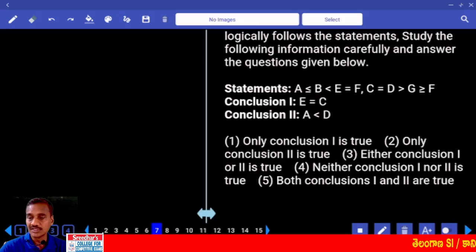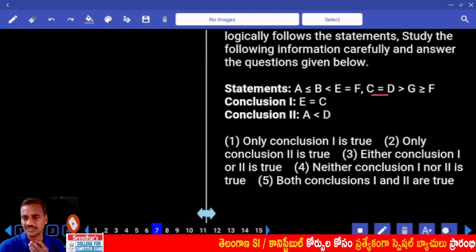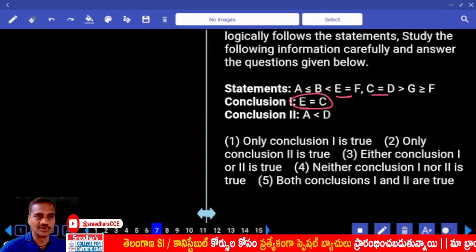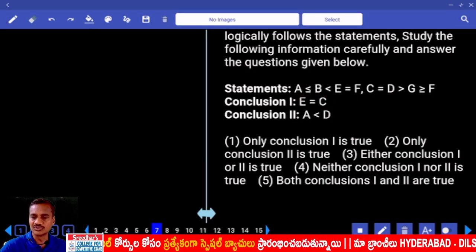Then the seventh one, A and D. C equals D, C and D are one and the same, isn't it? Then which element is common here? Now E to C, we should not have any symbol other than equal to. Do we have equal to in this one? No. Hence this is ruled out.